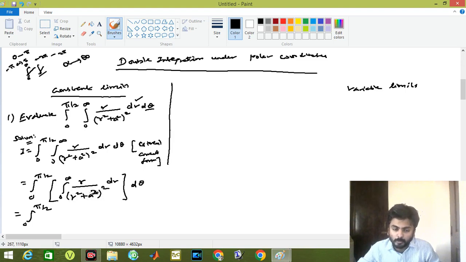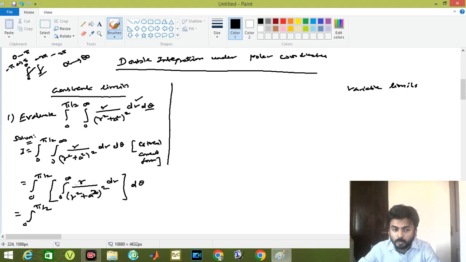So don't bother about this constant. It is something called constant. Now we are having r square. In differentiating r square, what will you get? On differentiating r square, you will get 2r dr, but we are having only r dr.